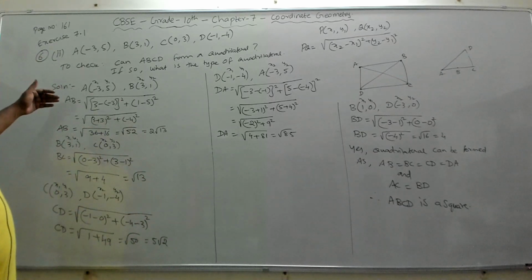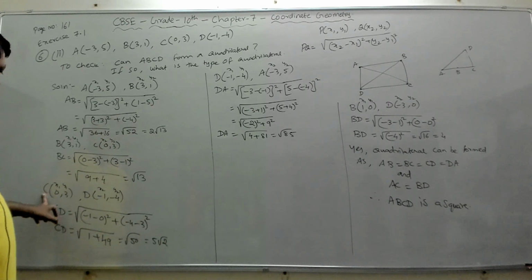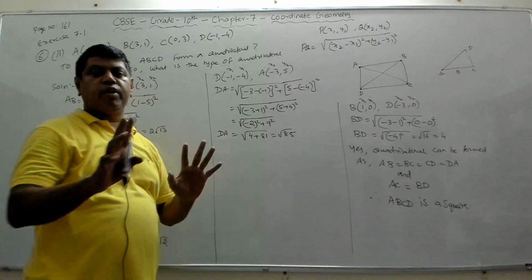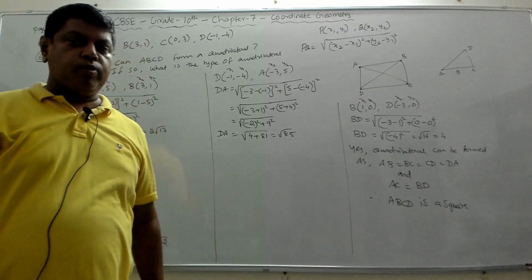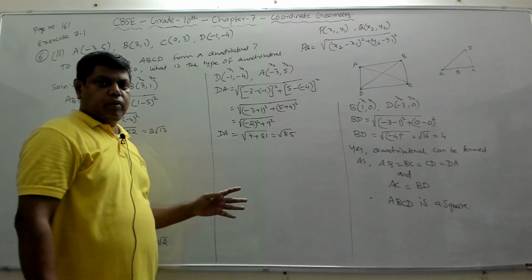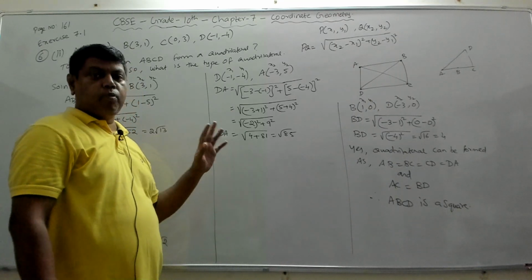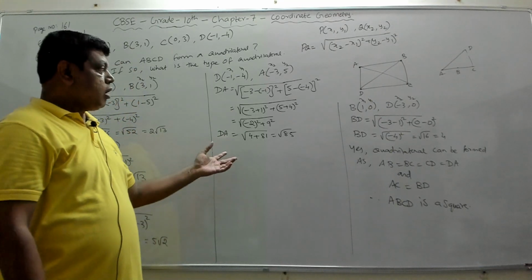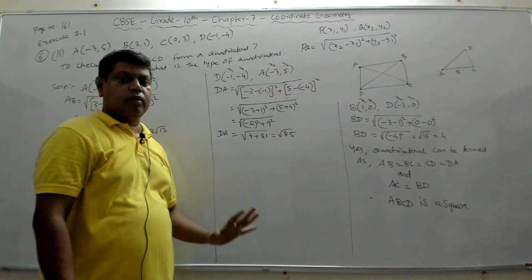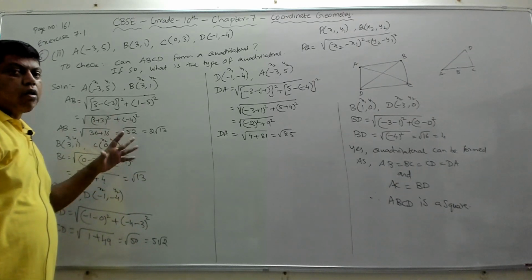Now if you see, AB is root 13, BC is root 13, CD is 5 root 2, DA is root 85. So all are different. So we cannot say it's a square or rhombus or rectangle or parallelogram, because for a square all the four sides should be equal and the diagonals must be equal. Rhombus, all the four sides should be equal. Parallelogram, opposite sides should be equal. Rectangle, opposite sides should be equal and diagonals should be equal. So none of them is matching. Neither are the opposite sides equal nor are all the sides equal.